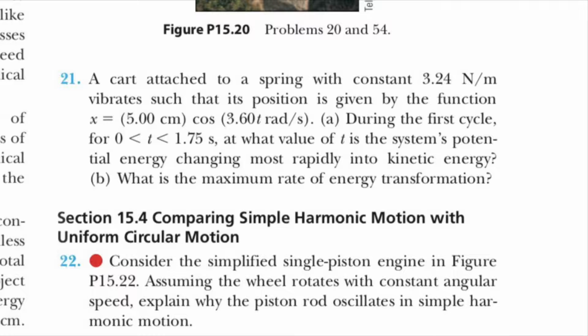Part A: during the first cycle, from 0 to 1.75 seconds, at what value of t is the system's potential energy changing most rapidly into kinetic energy? Part B: what is the maximum rate of energy transformation?